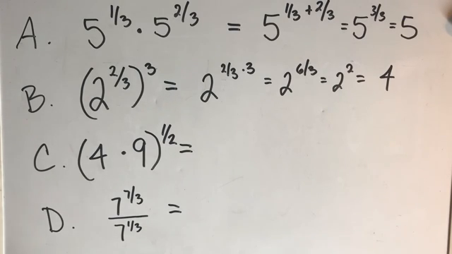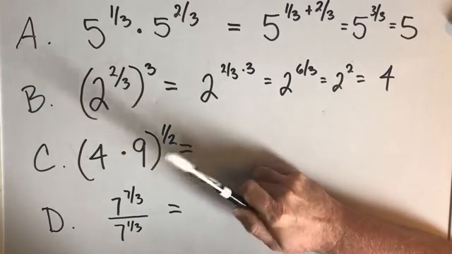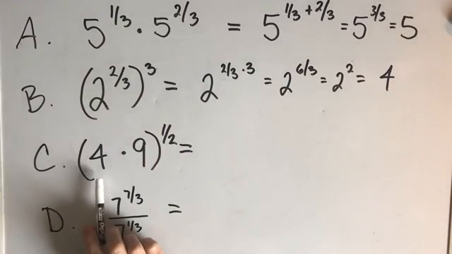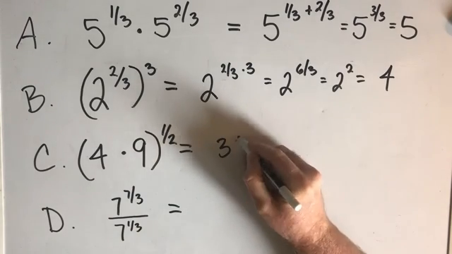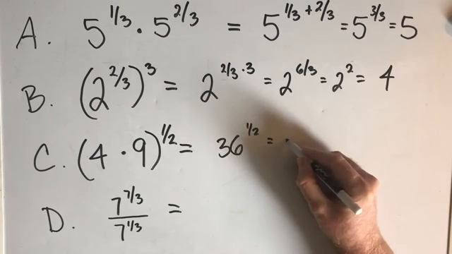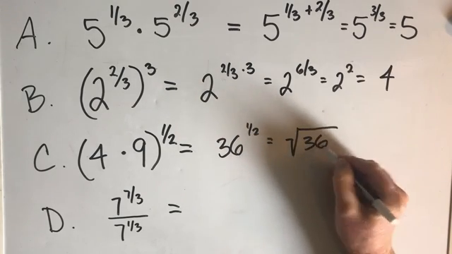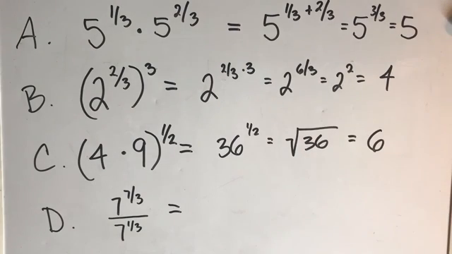There's a couple ways to do this one too. The first way is to know that you can do 4 times 9, and that's 36, raised to the 1/2 power, which is the square root of 36, which is 6.